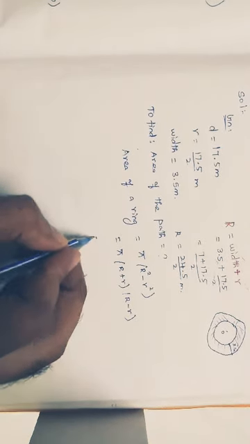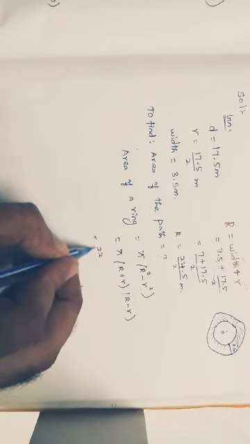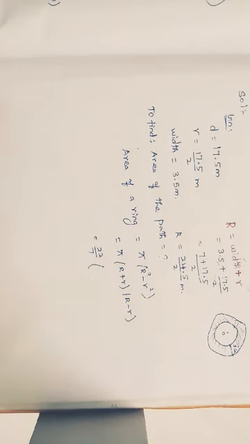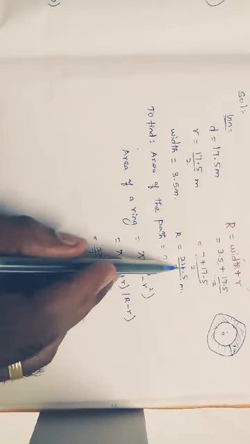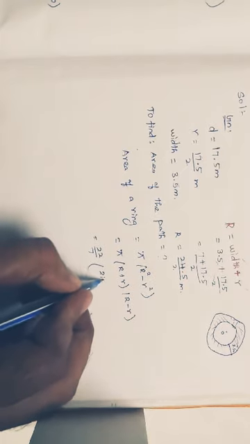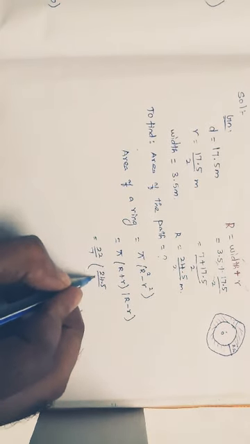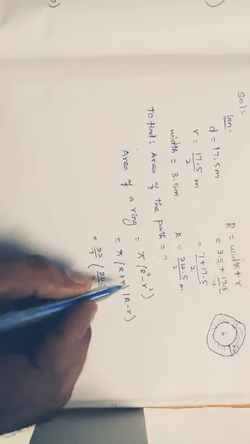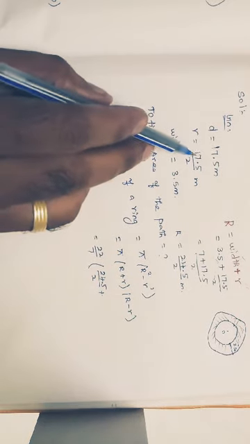Substitute the values. What is the value of pi? 22/7 into capital R, which is 24.5 divided by 2, plus small r. What is small r? 17.5 by 2.